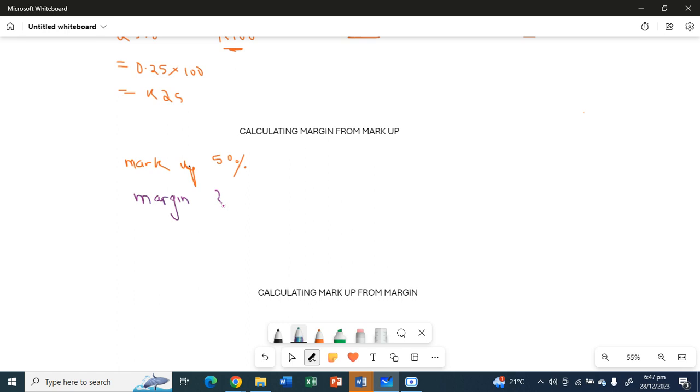So the first thing that you do, step one, convert this into a fraction. If you have been given a percentage, convert it into a fraction. So 50% is the same as 50 over 100. So this is into a fraction. So we need to simplify this fraction. Once you've converted it into a fraction, simplify it. So we will say step two, simplify the fraction.